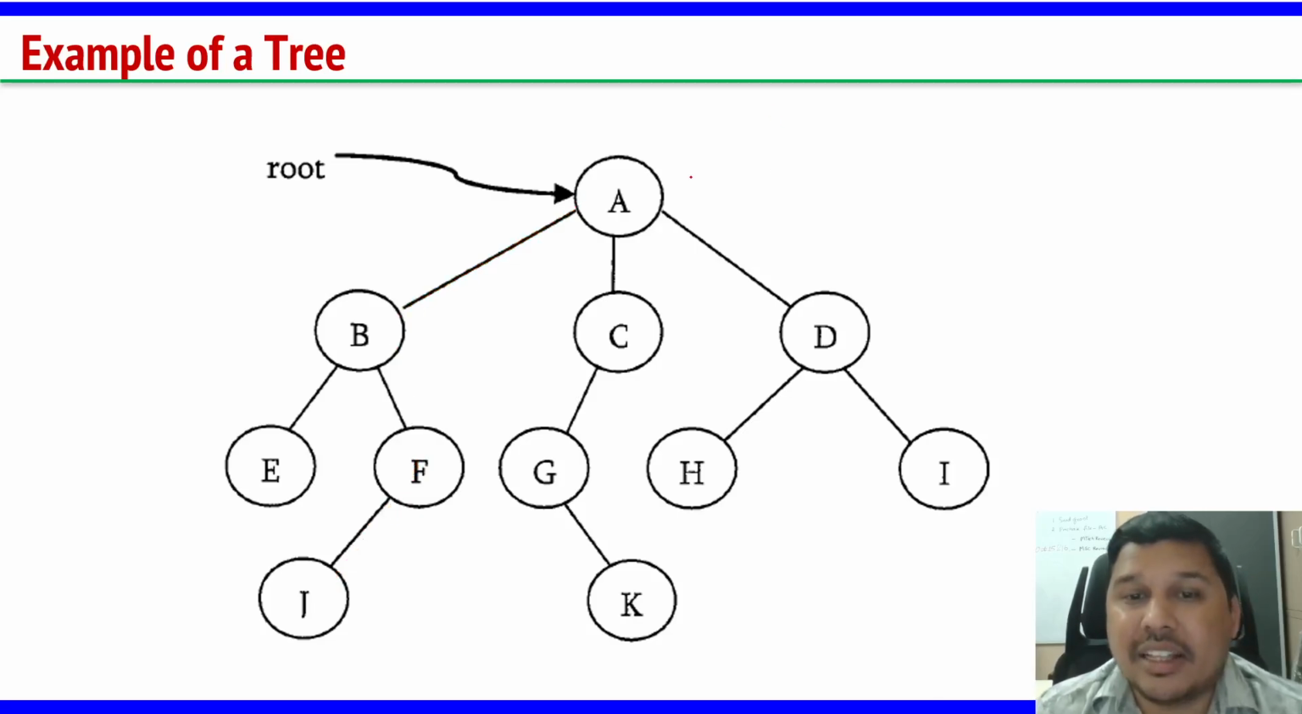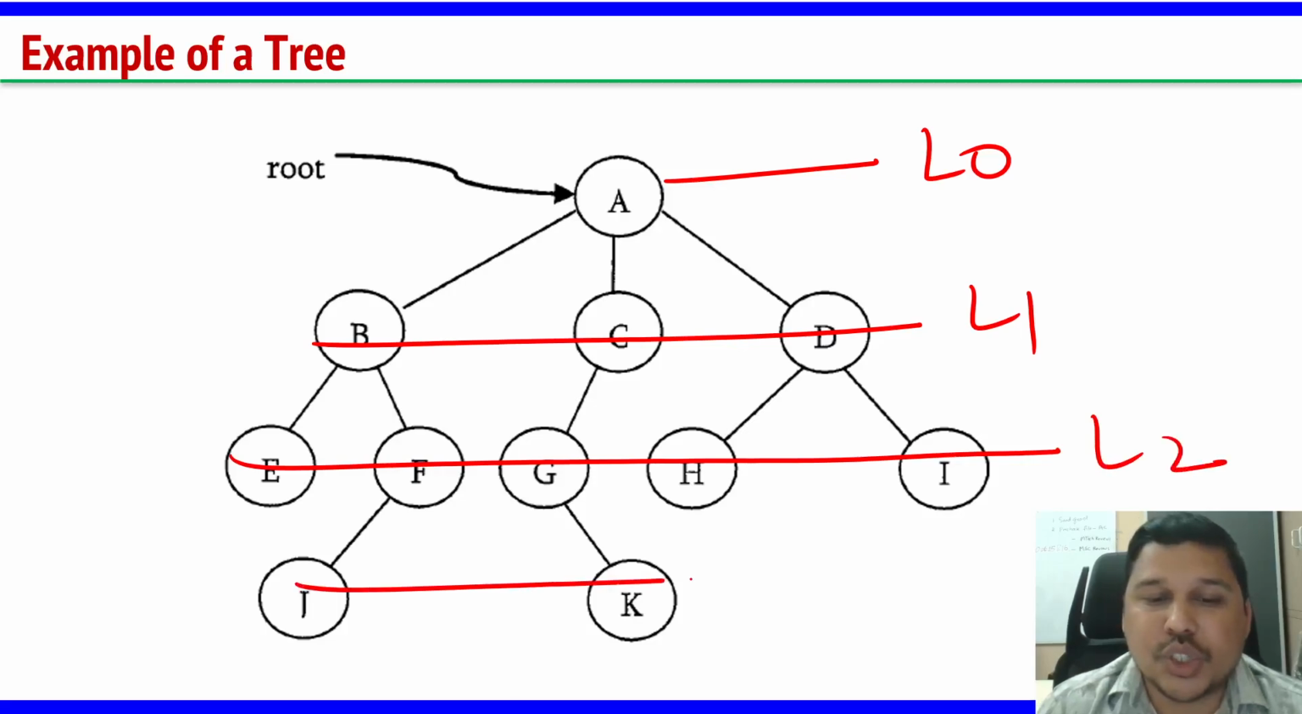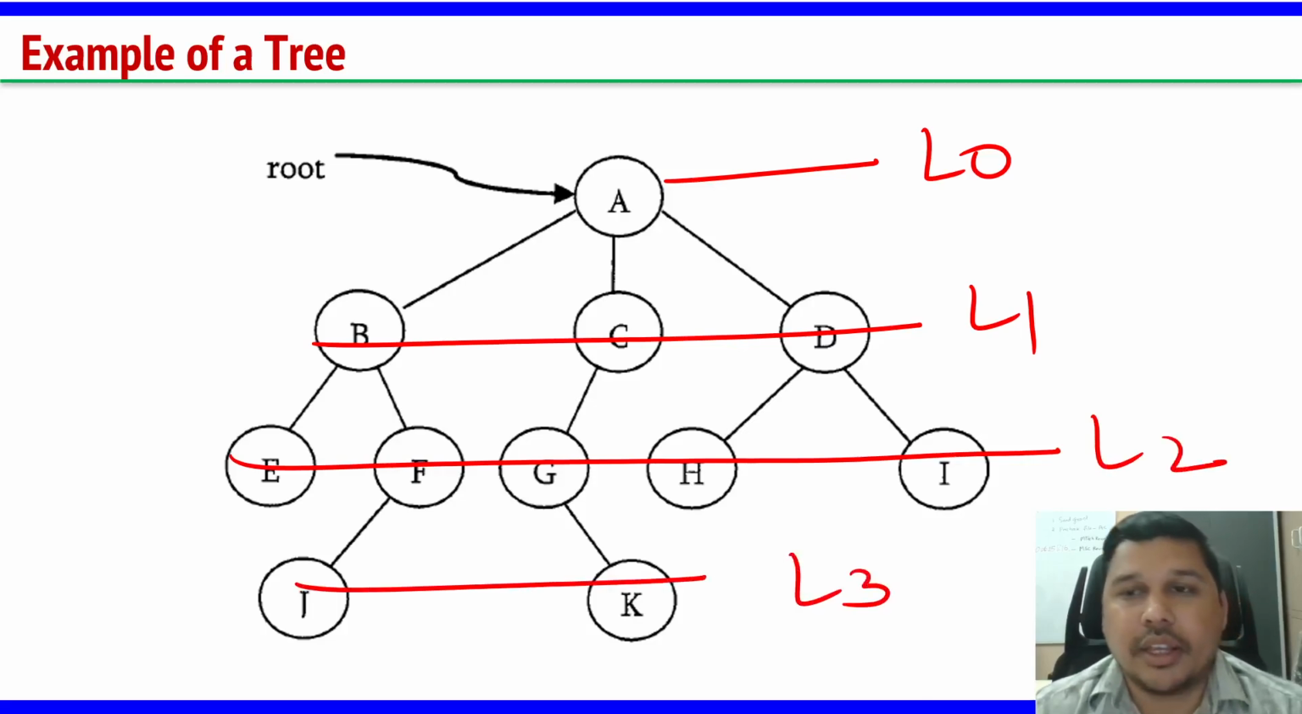What is level? This is level 0. These 3 are at level 1. These 4 are at level 2. These 2 are at level 3. Right? This is about level. So remember, we say level 0. Okay.